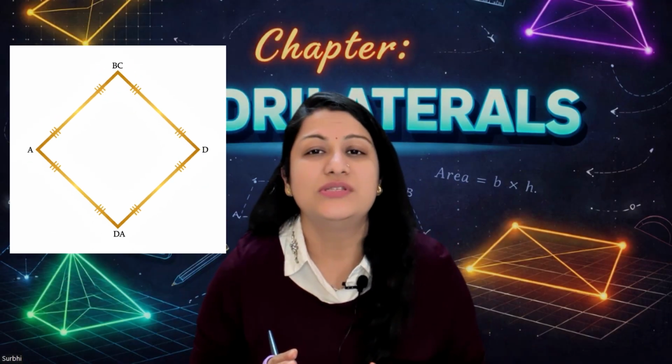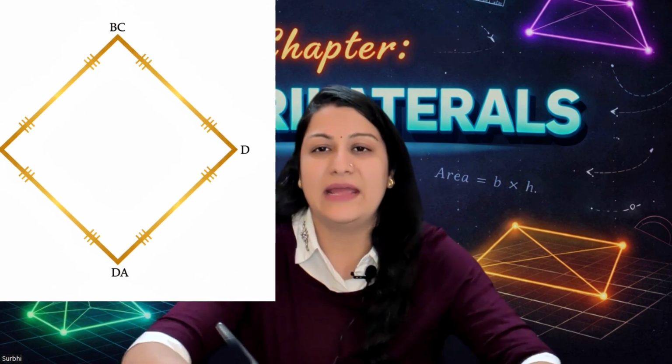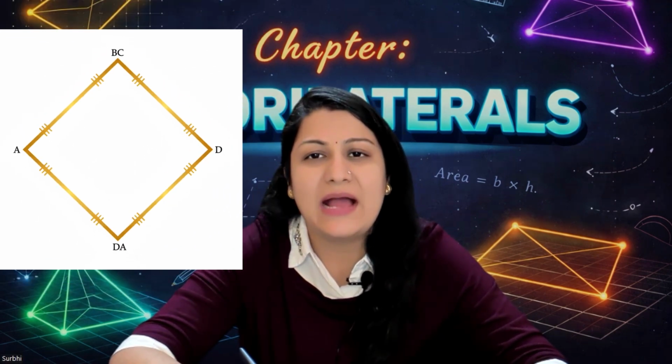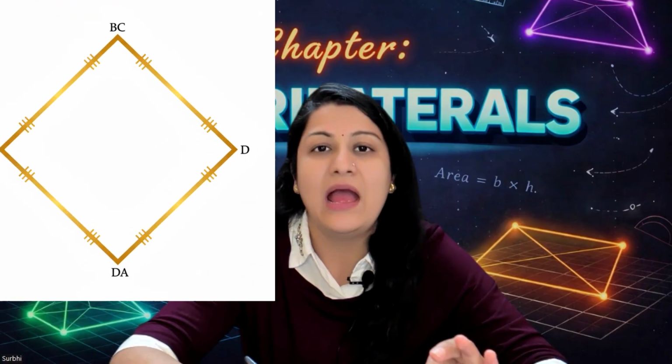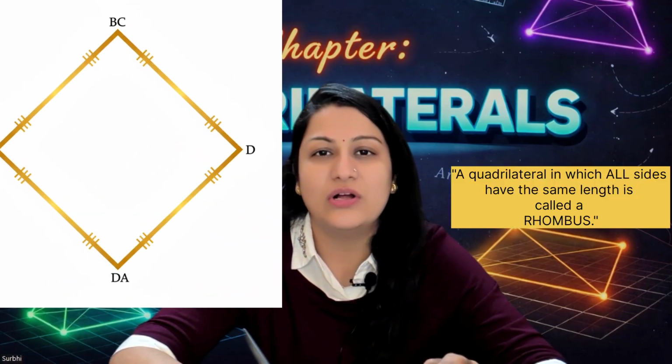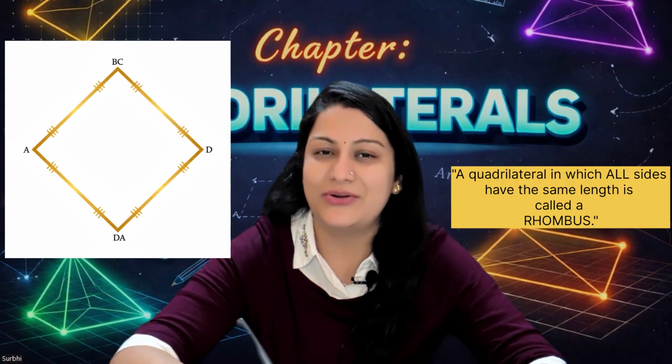Now, we used a 50 degree angle at A. But here's a beautiful part. You could have used any angle less than 180 degrees and you would still get a valid rhombus. A quadrilateral in which all sides have the same length is called a rhombus.